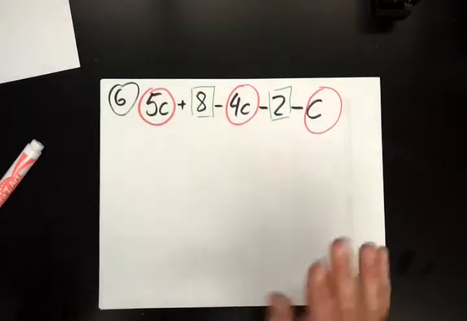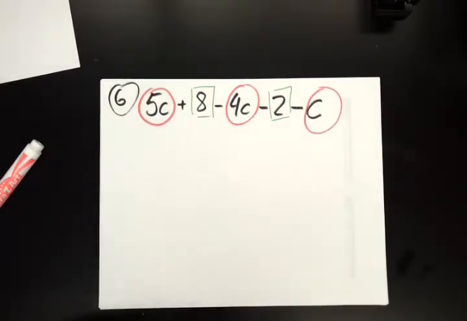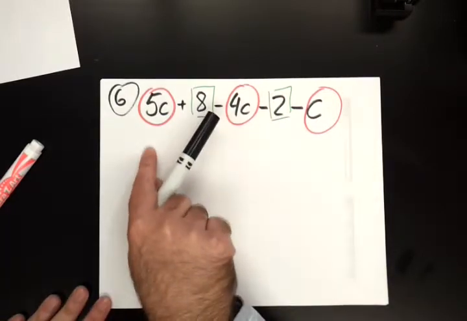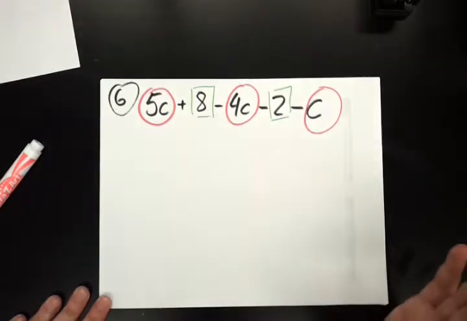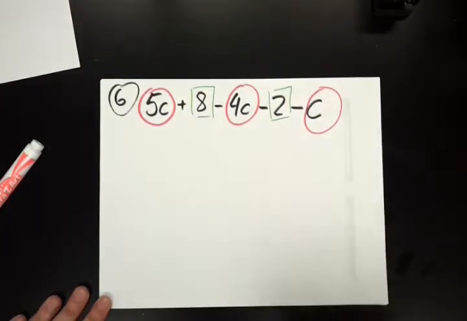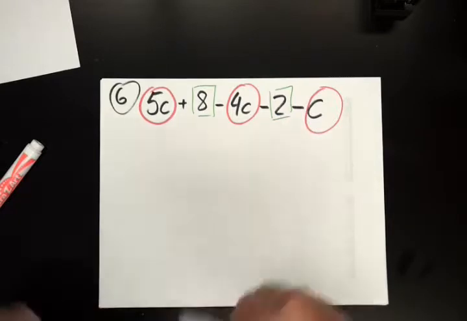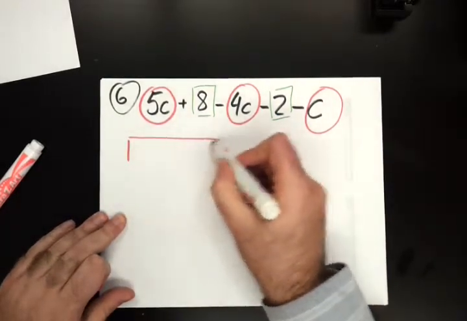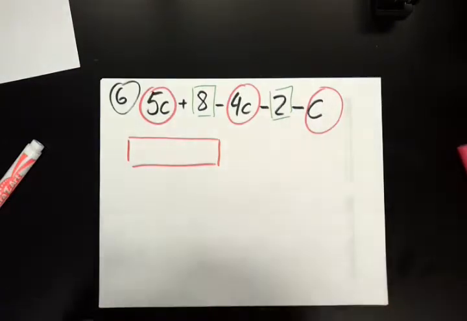So I'm going to go step by step. 5C minus 4C, that's just a C left. And what happens when you have a C, take away another C? 0C. Let me show you how that works. I'm going to put a pink box. I'm going to work within the box. That means I'm only working with the C's.